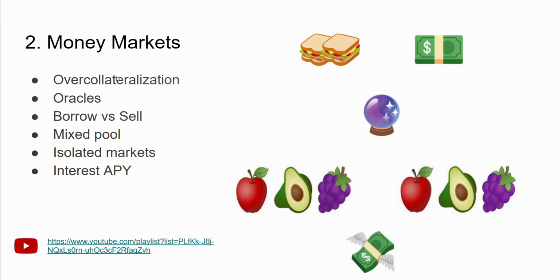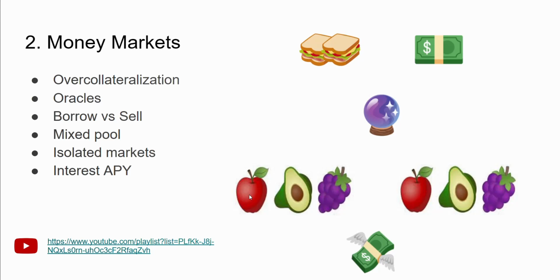So we have mixed pools versus isolated markets. This is also important, okay? There are a lot of money markets where you have a whole bunch of assets and you can use any of those assets to borrow a whole bunch of assets. So if people put apples, avocados, and grapes inside here, then anyone can borrow the apples, avocados, and grapes by supplying any of these as collateral, okay? These mixed pools are considered a little bit dangerous, but not terribly dangerous, because mixed pools tend to use assets that are not so easy to manipulate.